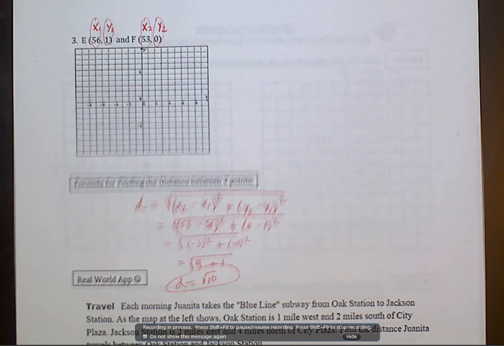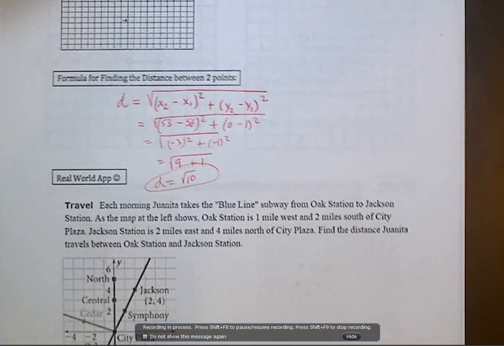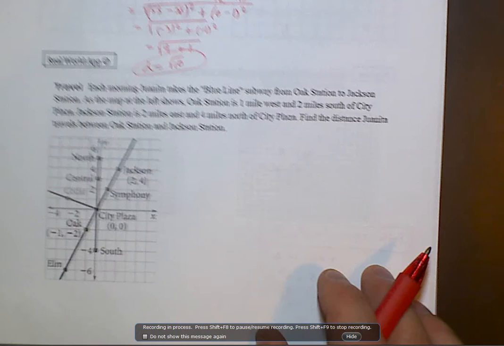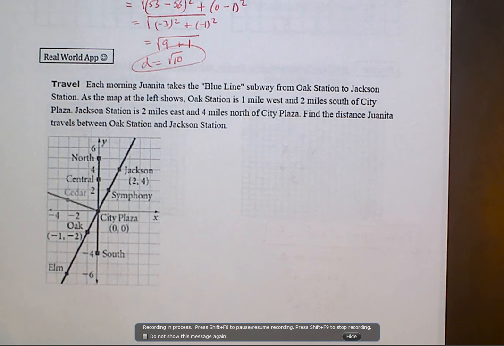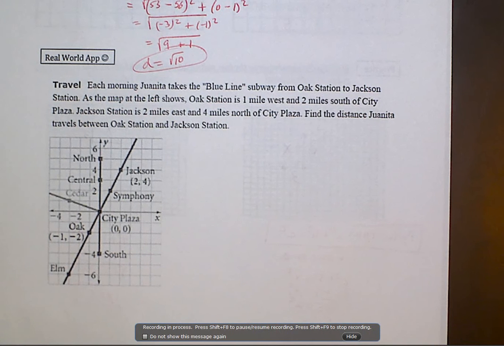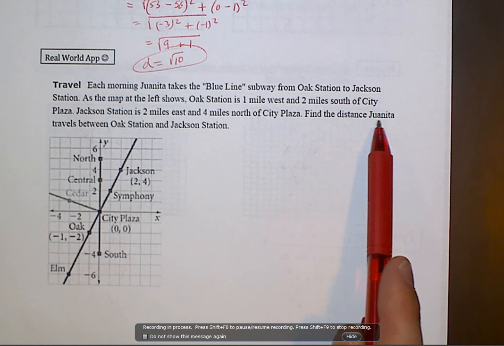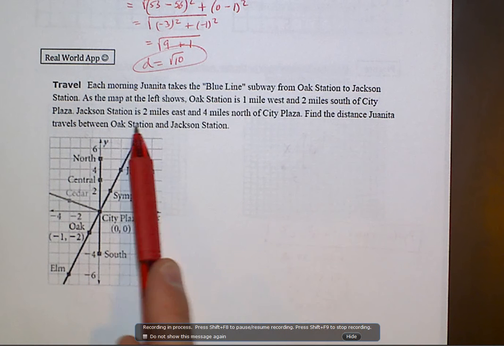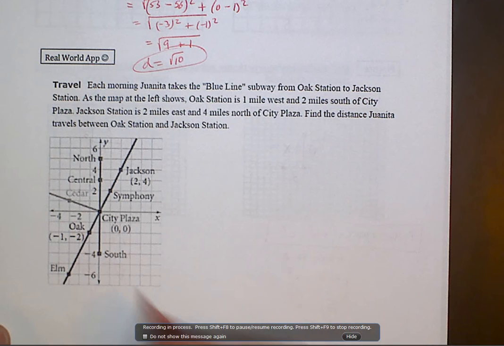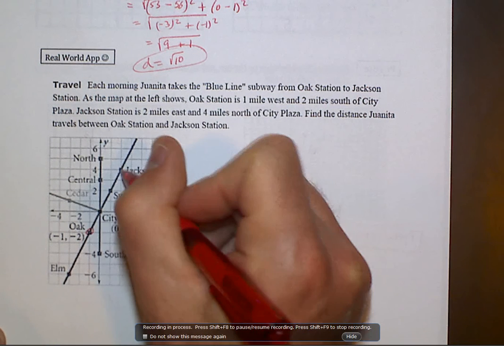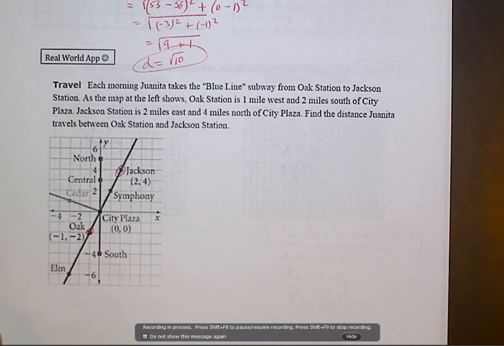Little real-world application problem at the bottom of your notes. Again, it's pretty basic. If you read the question, it says each morning Juanita takes the blue line, which is a name for a subway, from Oak Station to Jackson Station. And you can keep reading through down the line. At the bottom it says find the distance Juanita travels between Oak Station and Jackson Station. Well, here's Oak right here. And here's Jackson right here. And you have to find the distance between those two.